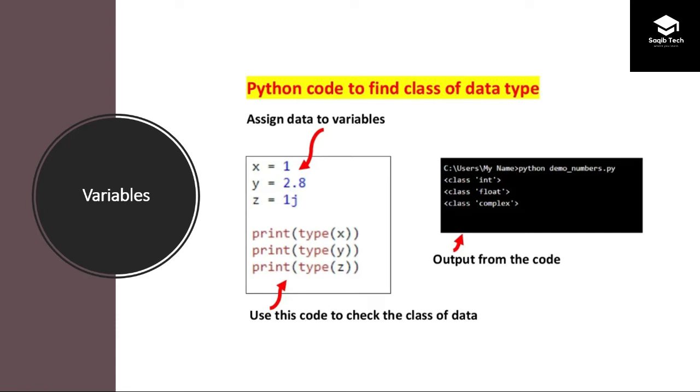I hope you have got some idea of variables and how to declare them. One important thing: unlike other programming languages where you need to tell the compiler about the data type, for example int x is equal to 1, it's not necessary in Python. The Python compiler is so intelligent that it itself judges the data type by using its value.